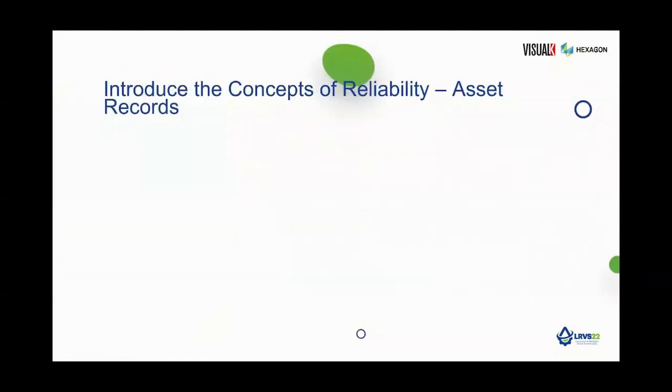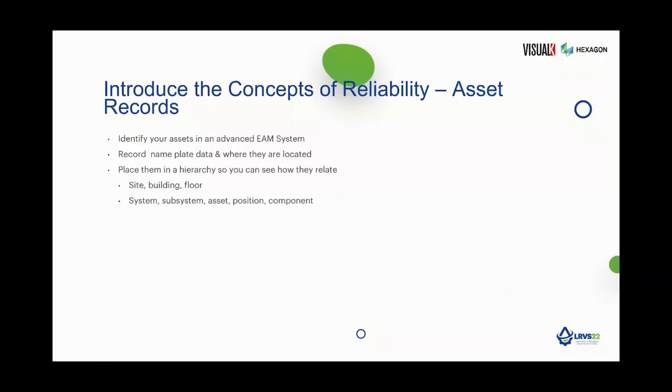As far as introducing the concepts of reliability, we think that the most important thing is to start with your asset records. And let's discuss what this entails. First and foremost, identifying your assets using an advanced EAM system. You should record the nameplate data. Where are they located? Things like creating a hierarchy so you can see how they can relate.